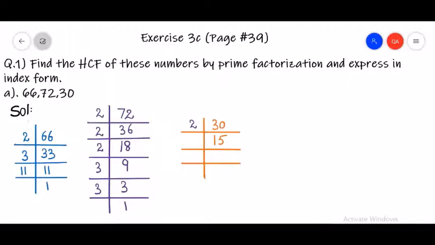Now 15 is an odd number. Let's check its divisibility for 3 because this number has 5 in its units place and this number is an odd number. So for divisibility of 3, we will add these digits 1 plus 5, which is equal to 6, and 6 is divisible by 3. So we will write 3 here. 3 fives are 15. Here 5 is a prime number, so it is divisible by 1 or 5. 5 ones are 5.